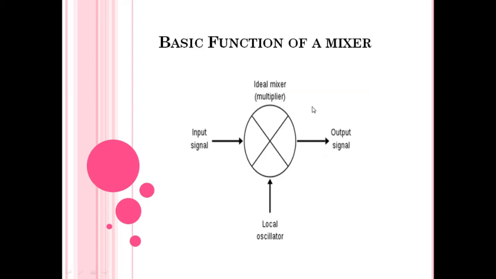And this is the schematic or symbolic representation of a microwave mixer, which consists of a total of three ports, two input ports and one output port. And the two input signals are, one is the radio frequency signal, which is the message signal, and it's a low frequency signal, and the second input is the local oscillator signal, which is the large signal.